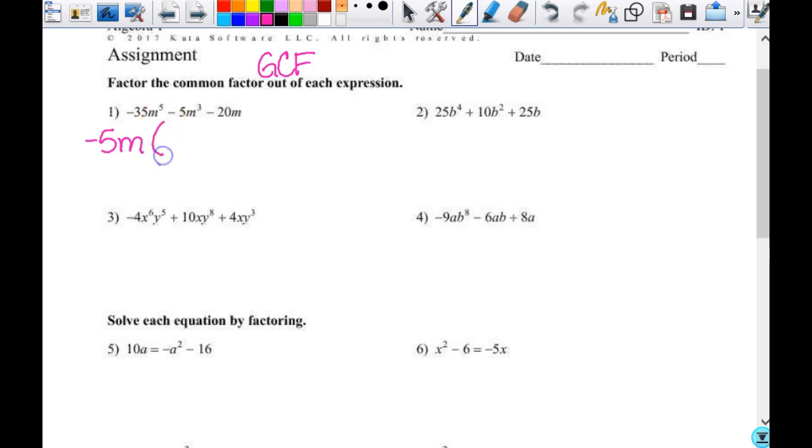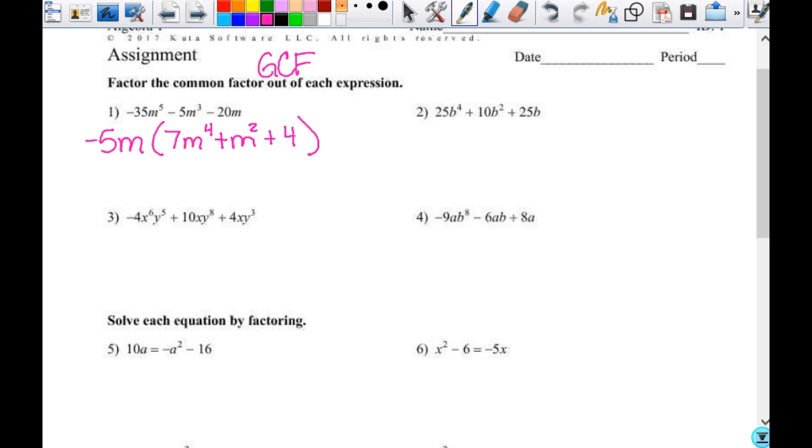So then what I'm left with, right, I divide this, -35 divided by -5 is +7, and then that would be m to the what? 4th, right? And then -5m cubed would give me what? +m squared. And then -20m, when I divide out the -5, I get a +4, and then that's it. When you're done factoring out the GCF, you should be able to distribute it back in and get what you started with. And if it doesn't work out that way, you didn't do it right.